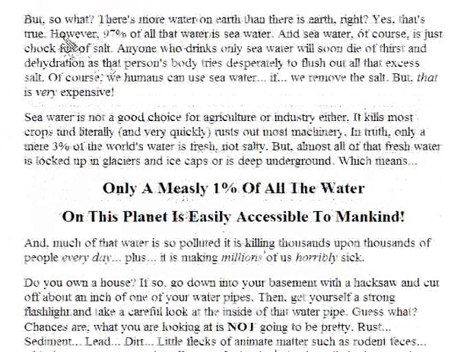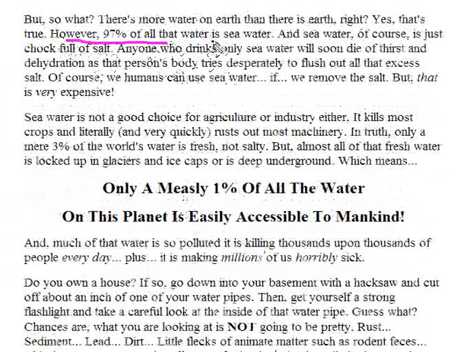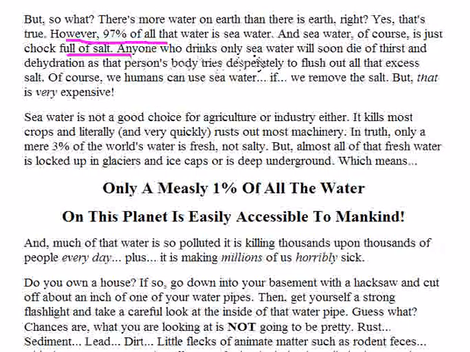Okay, so you might think that water is available. That's no big deal, but that's not true. 90% of the water is already seawater. And seawater, of course, is just chock full of salt. Anyone who drinks the seawater would only soon die of thirst and dehydration.